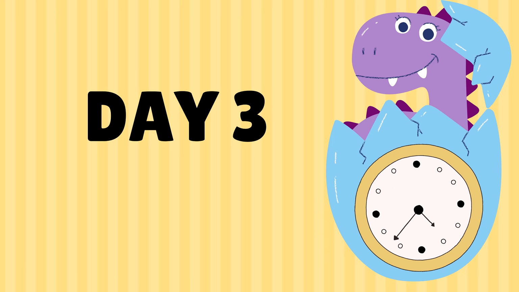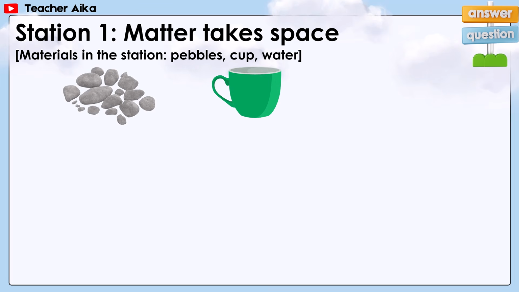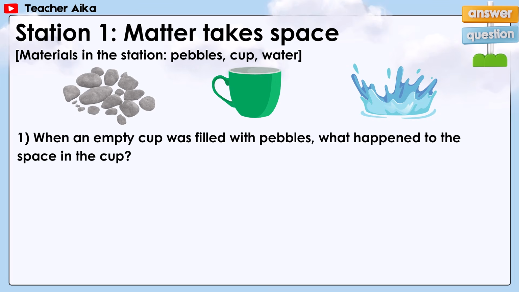Day 3. Station 1, matter takes space. Materials in the station: pebbles, cup, and water. Question number 1. When an empty cup was filled with pebbles, what happened to the space in the cup?